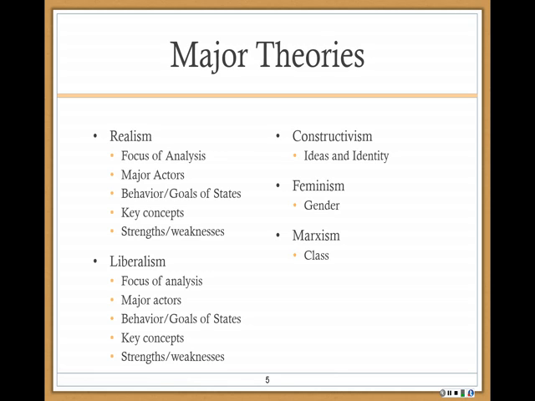The key concepts, if we think about realism: the security dilemma, balance of power, power politics, anarchy, a self-help system. Kind of think of a Hobbesian view of the international system. Okay? The strength of realism as a theory is that it's simple and straightforward. There's historical evidence to support the theory. It's the oldest theory, reaching back to Thucydides and the Peloponnesian War.